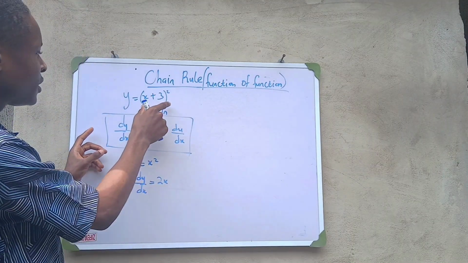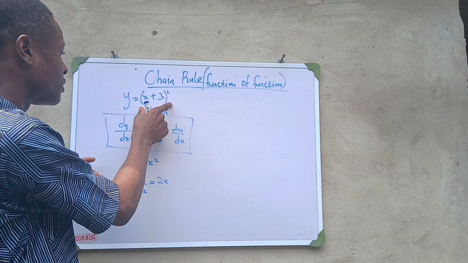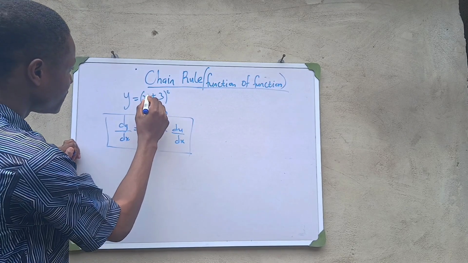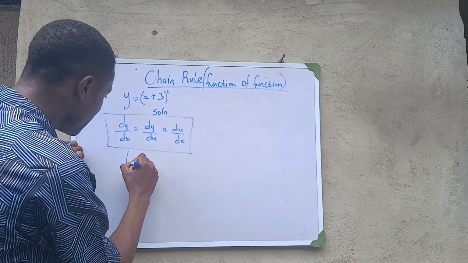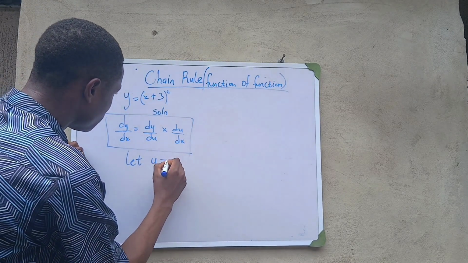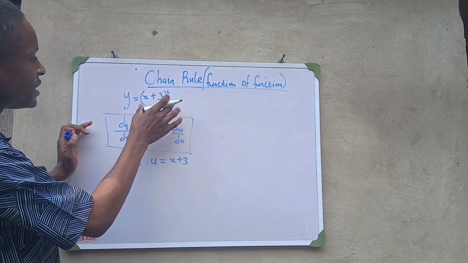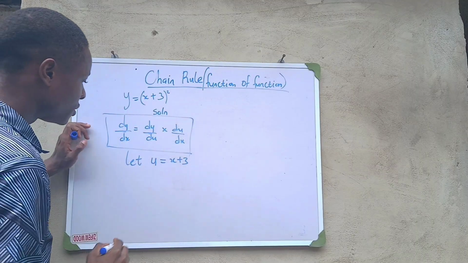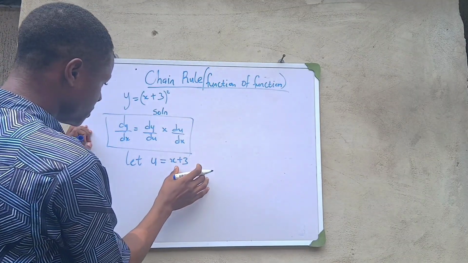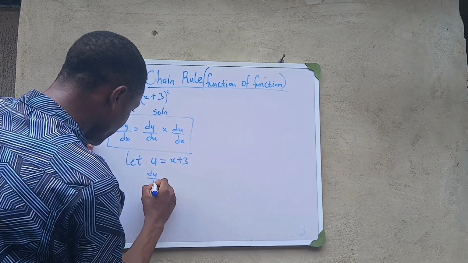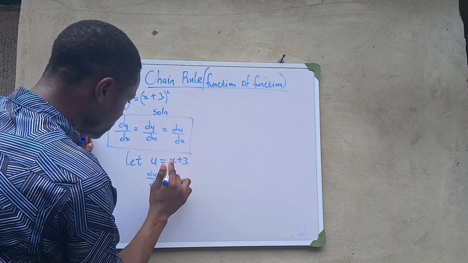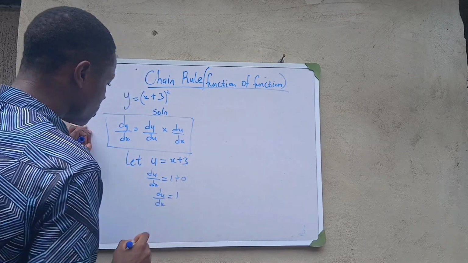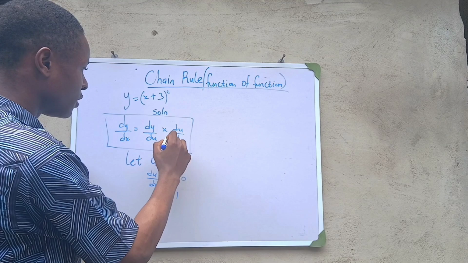But here, looking at this, we have a more complex function. So what are we going to do here? For us to make this easier, we have to replace this function with a term. So we say let u be equal to x plus 3. So now we have replaced this with a term. We are using u for that term so that it will be easier for us to differentiate. So differentiating u now with respect to x, we have du over dx is equal to, differentiate this, we have 1, differentiate the constant, we have 0. So we have du over dx is equal to 1. So now we have found this part of the chain rule formula.